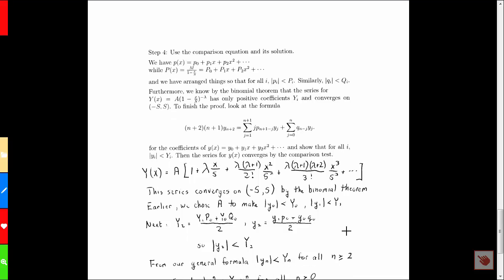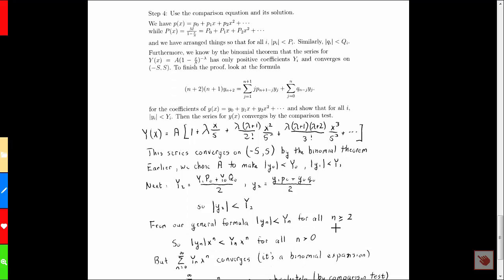I've taken the trouble to write out the specific special cases for n equals 0, 1, and 2. You can check those for yourself if you like. And now, remarkably, we're almost done.